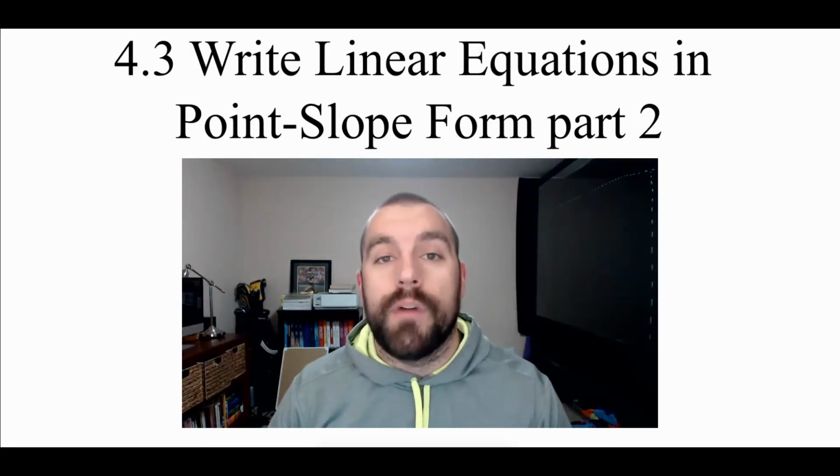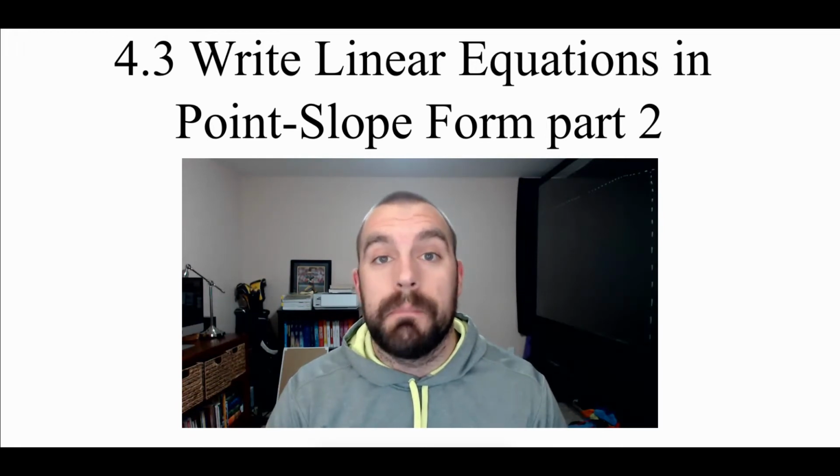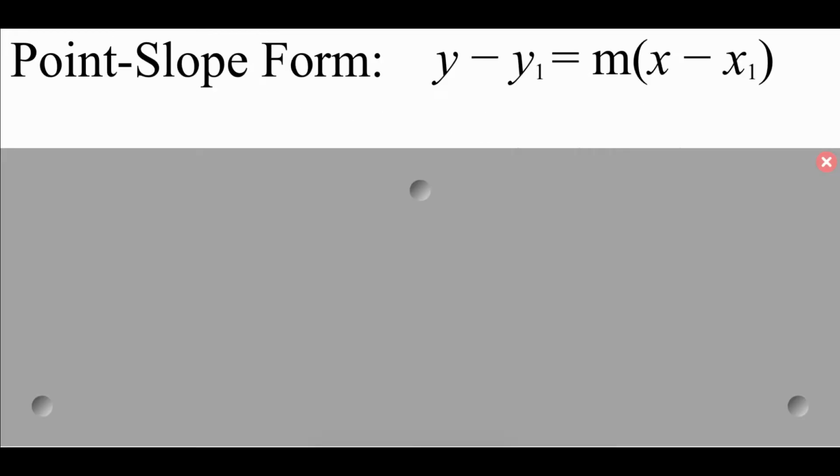In this video, we're going to focus on writing linear equations in point-slope form. Now remember, when we're using point-slope form, we're looking at an equation written in the form y minus y1 equals m times x minus x1. And we want to remember that m stands for the slope of our line, and the x1 and y1 values come from some ordered pair, some point that we're working with.